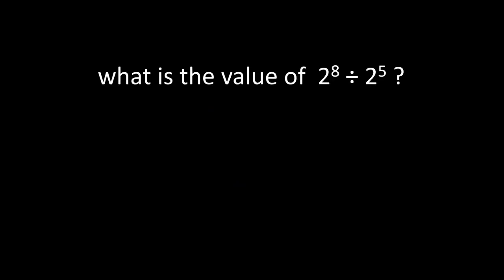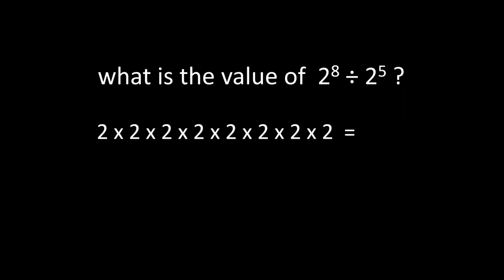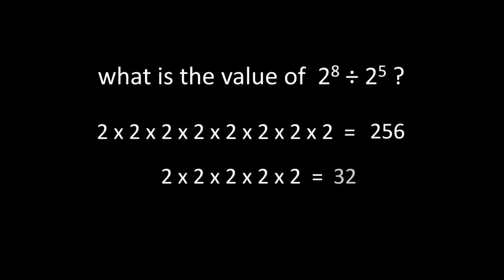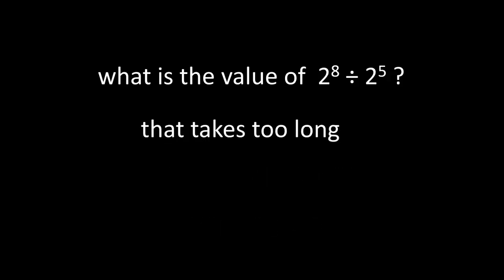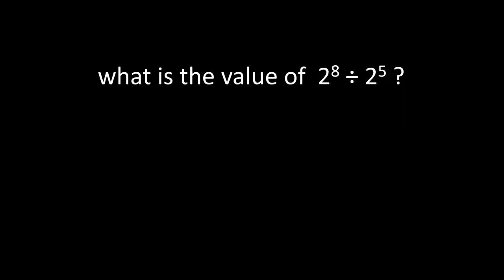Okay, let's have a look at division then. So what is 2 to the power 8 divided by 2 to the power 5? Well, let's work it out. 2 to the power 8 is all of that, which we know is 256. 2 to the power 5 is 32. If you divide them, we get an answer of 8. But that takes too long. Let's try a different way.